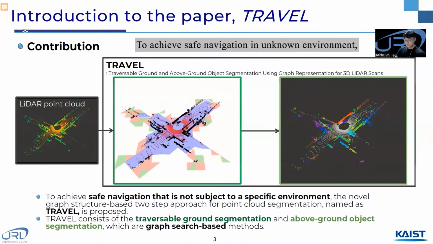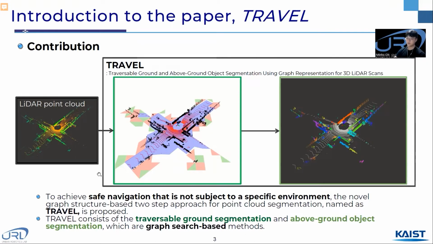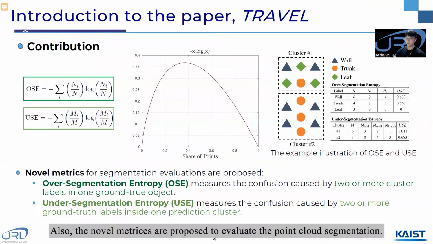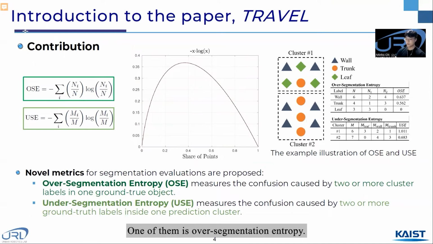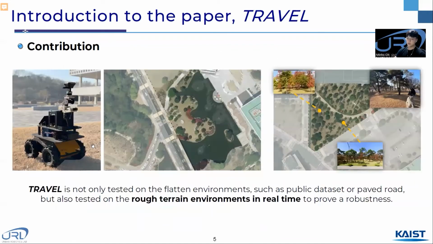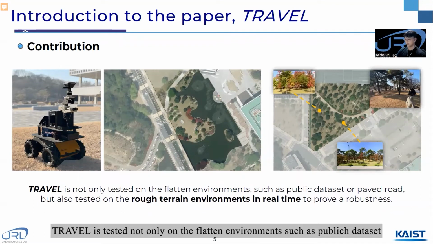To achieve safe navigation in unknown environments, they proposed the travel algorithm, which consists of travelable ground segmentation and above ground object segmentation modules. Also, novel metrics are proposed to evaluate the point cloud segmentation. One of them is over-segmentation entropy, and the other one is under-segmentation entropy. Travel is not only tested on flat environments, such as public datasets or paved roads, but also tested on rough terrain environments in real time.